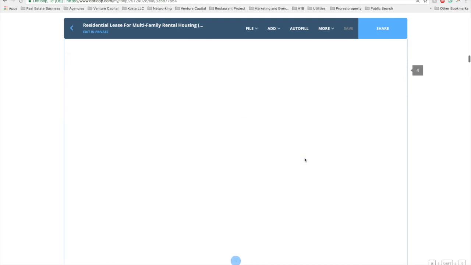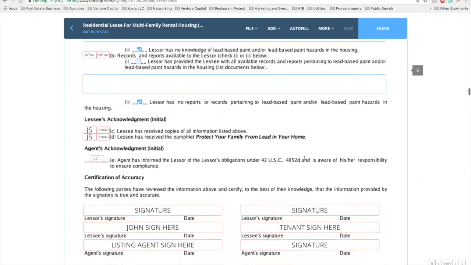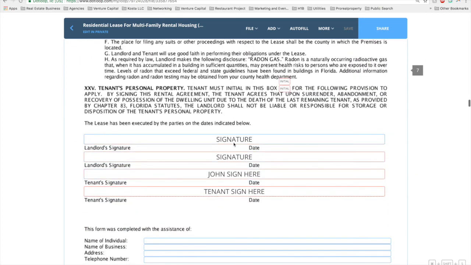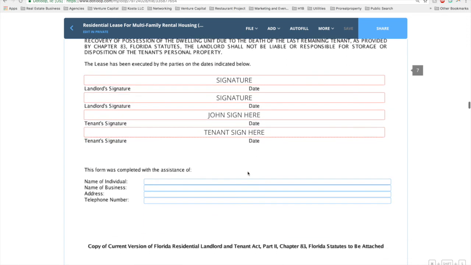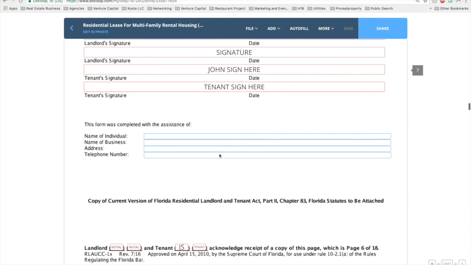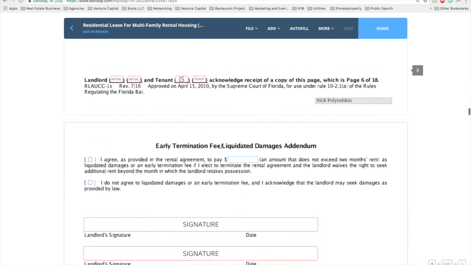So we stopped at page 6. No, actually 6. Yeah, page 6. So continue to page 7. Here we have signatures. So landlord needs to sign here. Tenant, in our case John, needs to sign here. If somebody assisted, like a lawyer or consultant, their information has to be on that page, down on these lines.